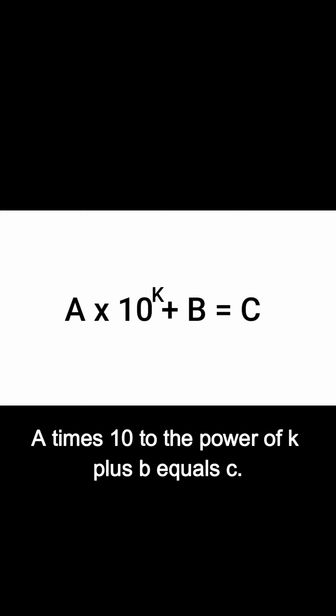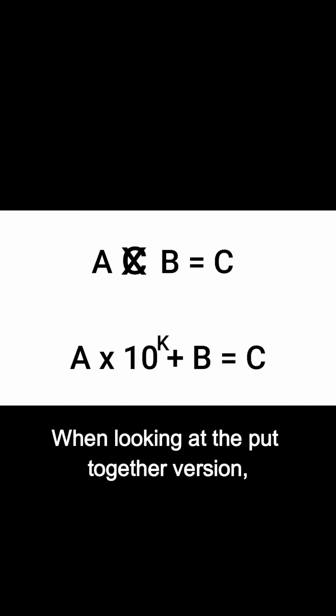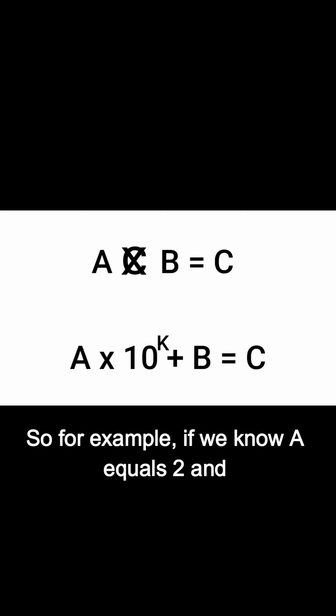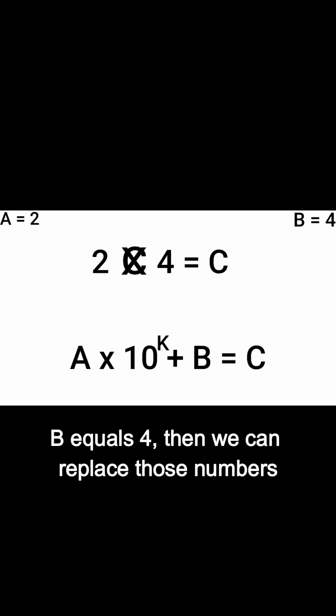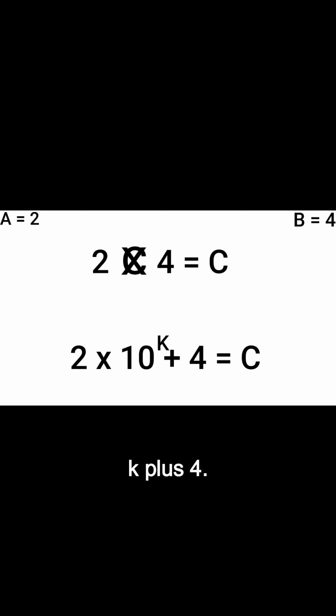A times 10 to the power of k plus b equals c. Now if I've lost you from this, don't worry, I'll bring you back. When looking at the put together version, a couple variables stay the same. So for example, if we know a equals 2 and b equals 4, then we can replace those numbers in the bottom version as well, leaving us with 2 times 10 to the power of k plus 4.